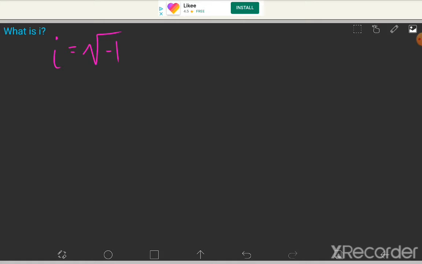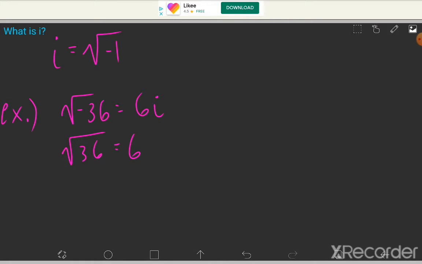So how would we use i? For example, if we have the square root of -36, well, we know that the square root of +36 equals 6. So the square root of -36 will equal 6i. And that pattern is the same for really everything. So if we were to take the square root of -81, the square root of +81 is 9, so the answer would be 9i.